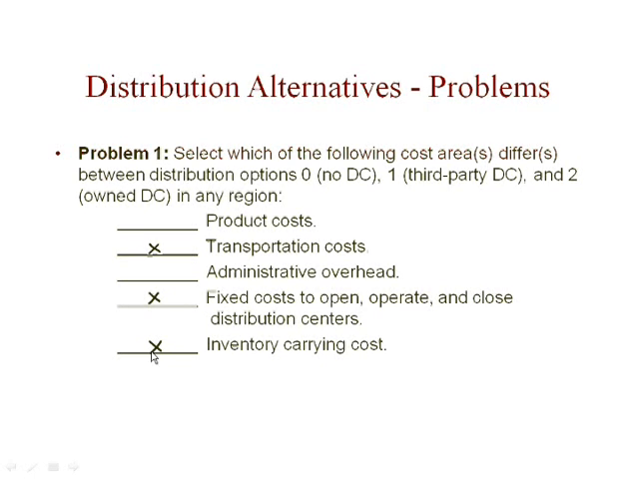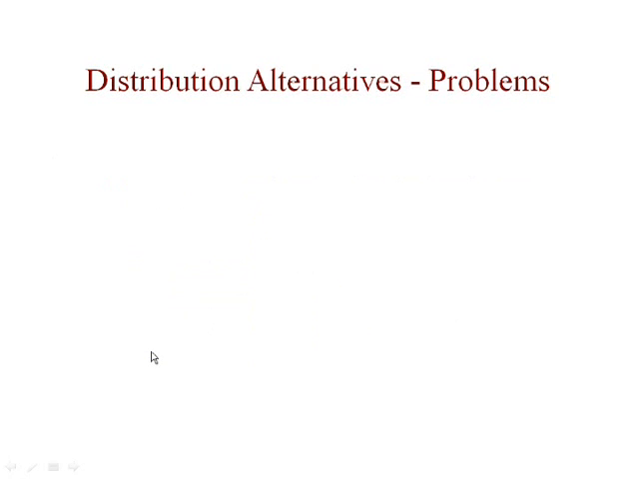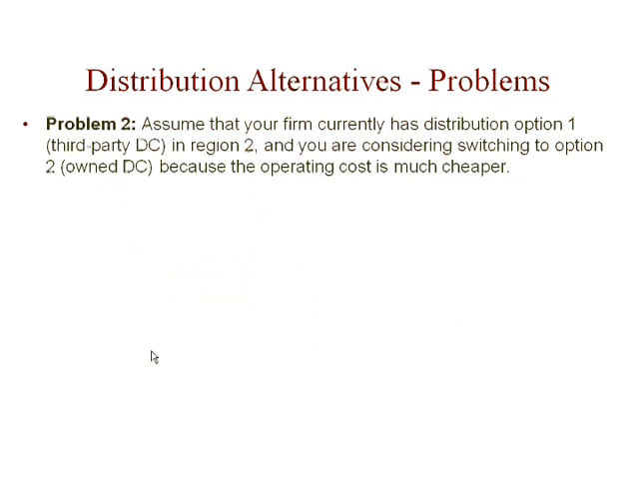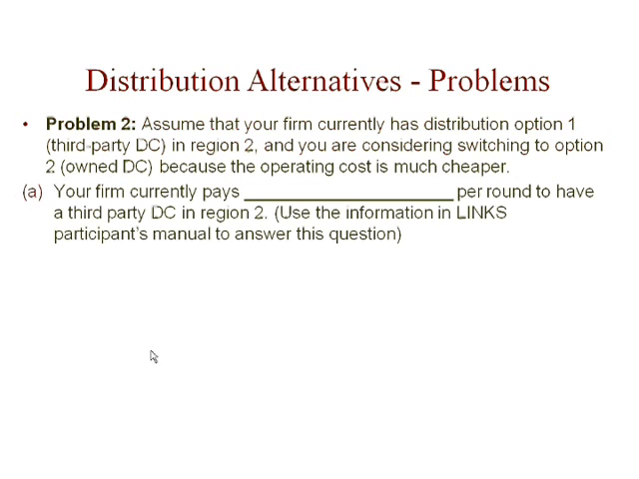Now moving forward, let's assume that your firm currently has distribution option 1, which is third-party DC, in region 2. And you are considering switching to option 2, which is to own a DC, because the operating cost is much cheaper. So let's look at some cost factors associated with this switch.